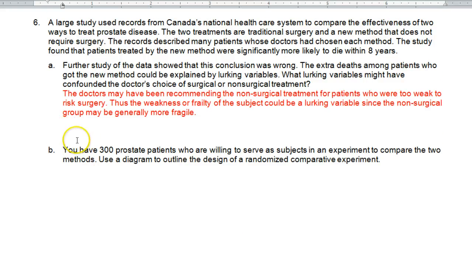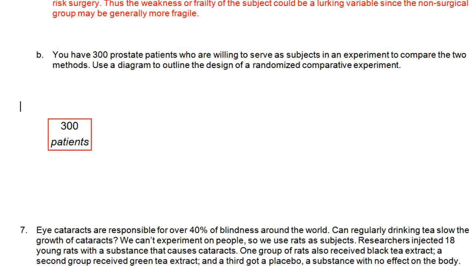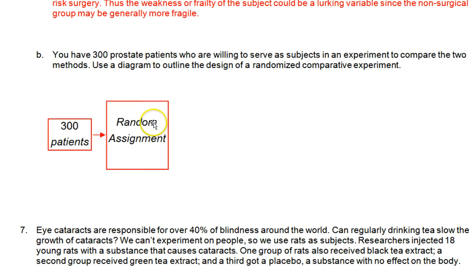Okay, on the other hand, you have 300 prostate patients who are willing to serve as subjects in an experiment to compare the two methods. Use a diagram to outline the design of a randomized comparative experiment. Alright, so you start with your 300 patients, and then what you're going to do is you randomly assign them to your groups.